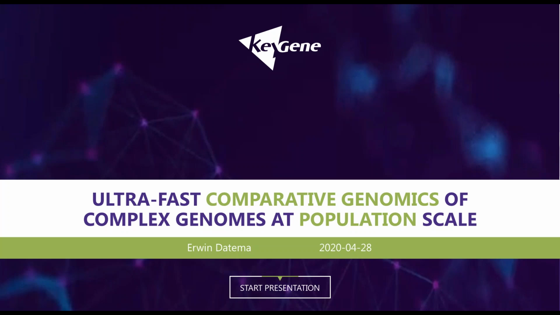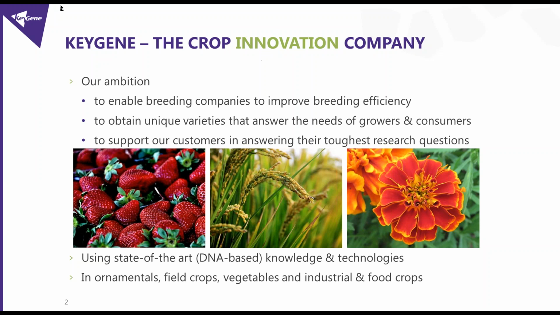I'm a senior scientist at KeyGene, and today I would like to talk about ultra-fast comparative genomics of complex genomes at population scale. I work at KeyGene, the crop innovation company, and our ambition is to enable breeding companies to improve their breeding efficiency, to obtain unique varieties that answer the needs of growers and consumers, and to support our customers in answering their toughest research questions. We achieve this using state-of-the-art DNA-based knowledge and technologies, and we work on ornamentals, field crops, vegetables, industrial and food crops.